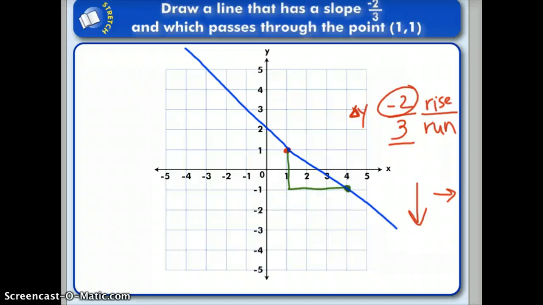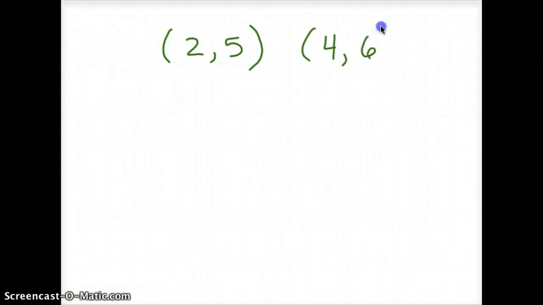Let's do a couple more examples before I leave you on your own. What happens if I have the following coordinates? Write those on your paper. Can you find the slope without actually graphing that? If you think you can, pause it and do it. If you can't, stay with me.